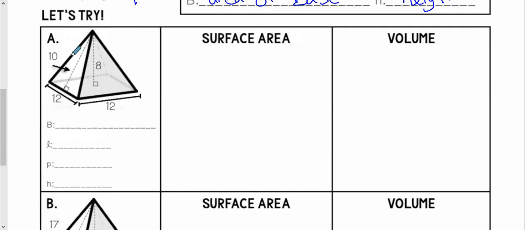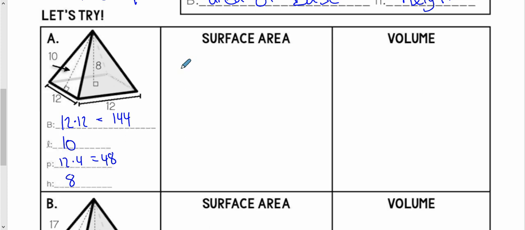So when I look at this lovely, beautiful square pyramid, the area of the base is 12 times 12. It's 144. The L, the slant height, is 10. It's on the outside. The perimeter of the base is 12 times 4, or 48. And the height of the pyramid is 8.